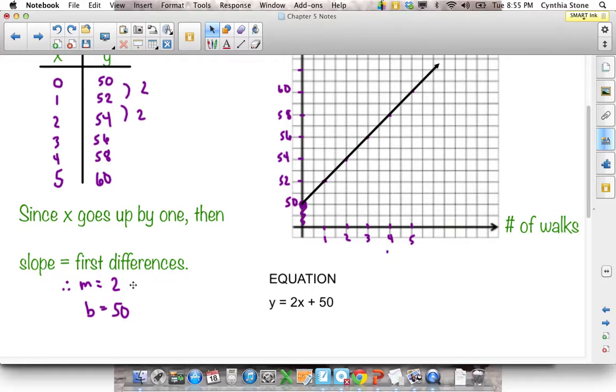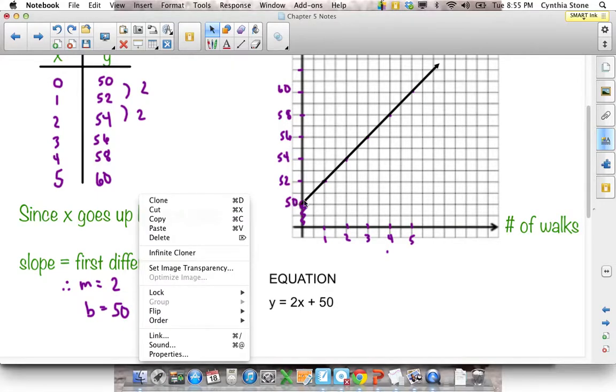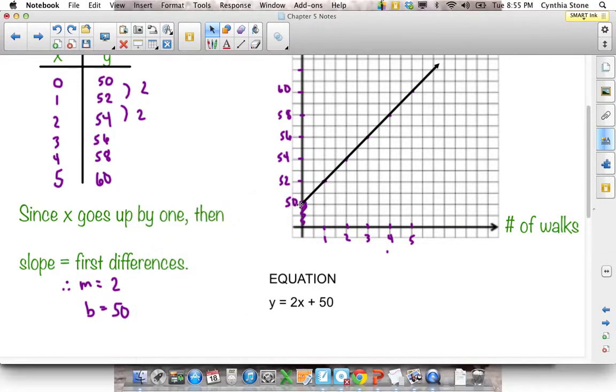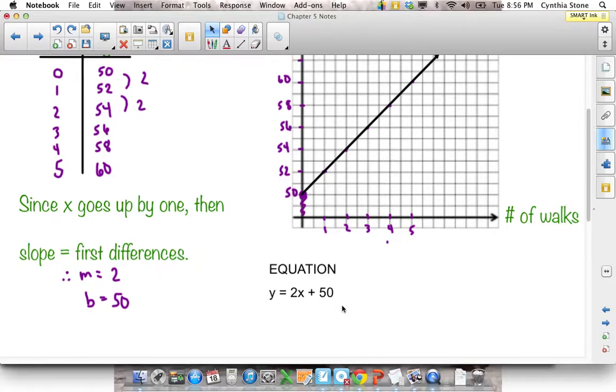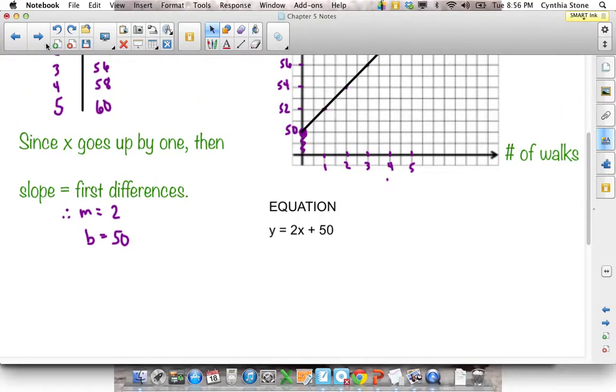But anyways, his slope is his first differences, and his y-intercept is right here, which is 50. So the equation is y equals 2x plus 50. Y equals mx plus b. Okay, moving on. I think I have 2 more examples.